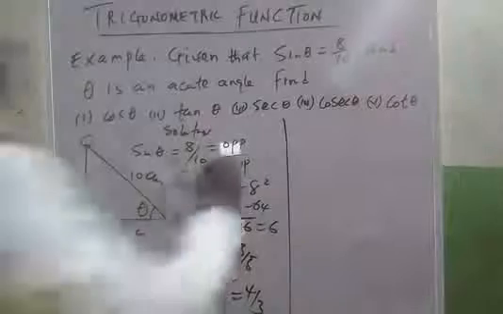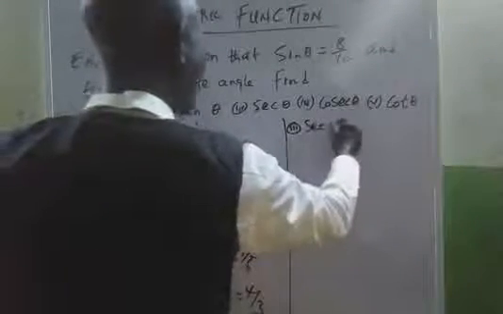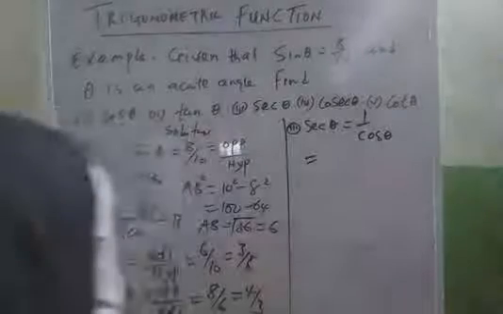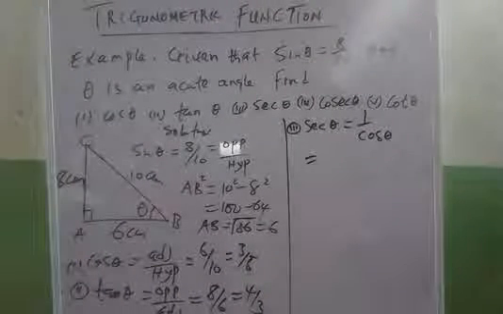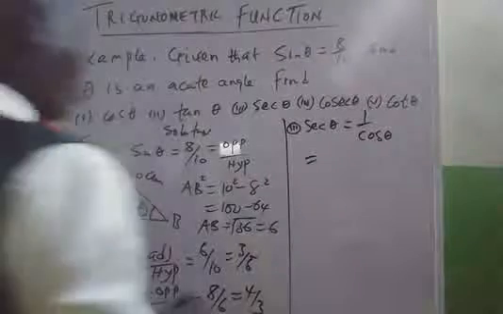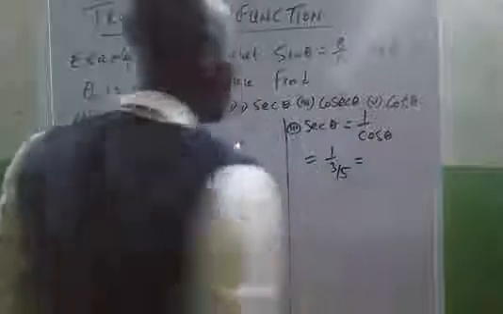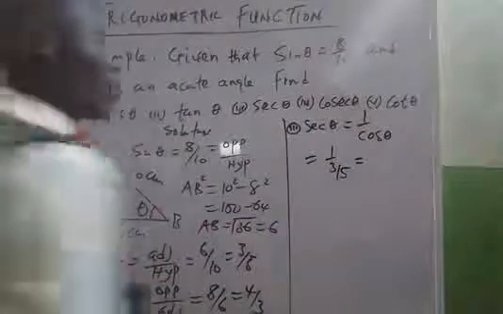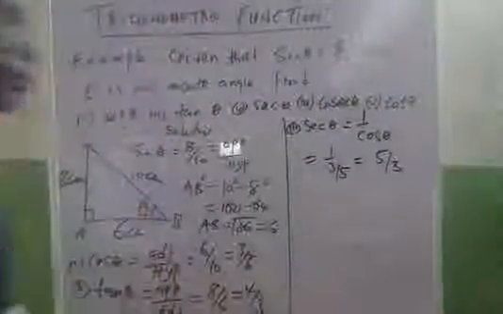Then we also have sec theta. Sec theta, we said, is 1 over cos theta. The value for cos theta is equal to 3 over 5. So we have 1 over 3 divided by 5, and if you solve this, that would be equal to 5 over 3.